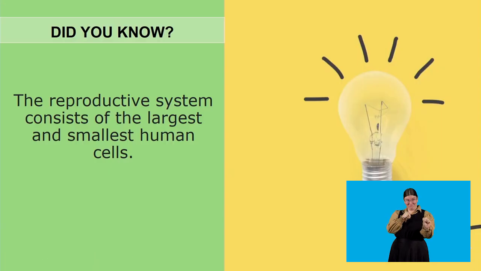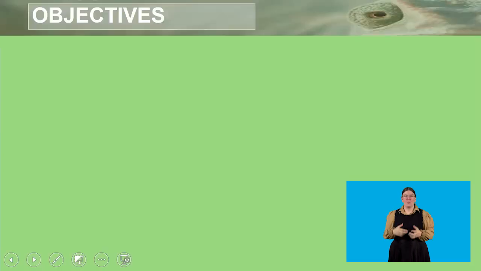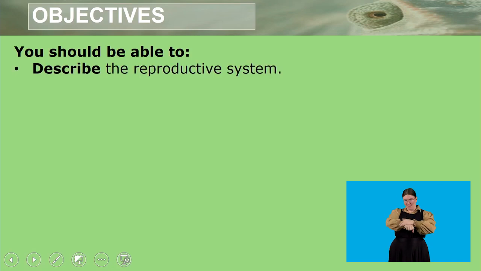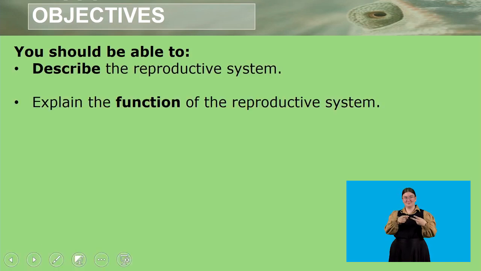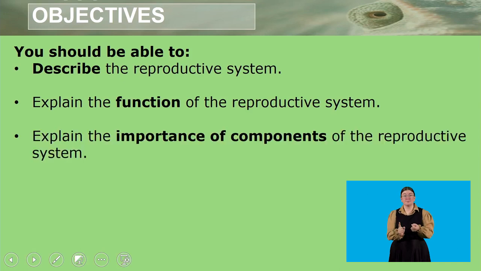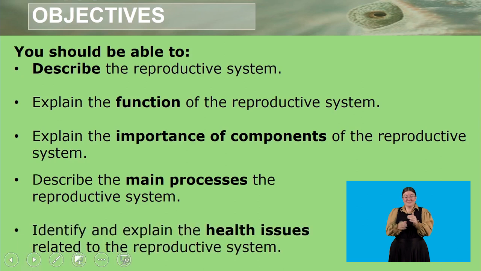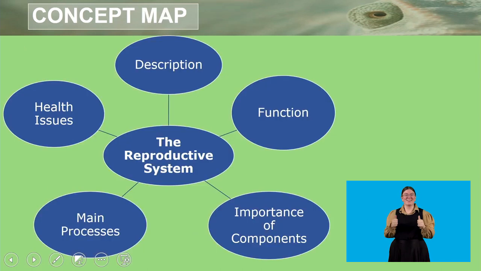Did you know the reproductive system consists of the largest and the smallest human cells? By the end of the lesson, you should be able to describe the reproductive system, explain the function, explain the importance of the components of the reproductive system, describe the main processes that are involved in the system, and lastly, identify and explain the health issues of the reproductive system.